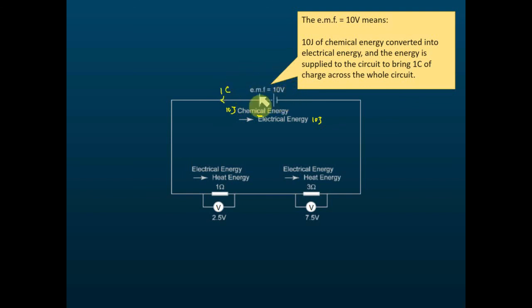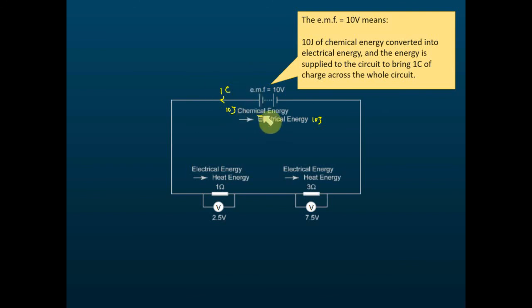EMF 10 volt means that every 1 coulomb of charge moving across the whole circuit, from the beginning to the end, we do 10 joules of work. And the more work is done, the faster the charge moves. If we have 20 volt, the charge moves faster. If 30 volt, then it moves even faster. So this energy is related to how fast the charge moves. The more energy, the faster the charge moves. And the faster the charge moves, the higher the current. Current is a measure of how fast the charge moves. So that is what it means by EMF.